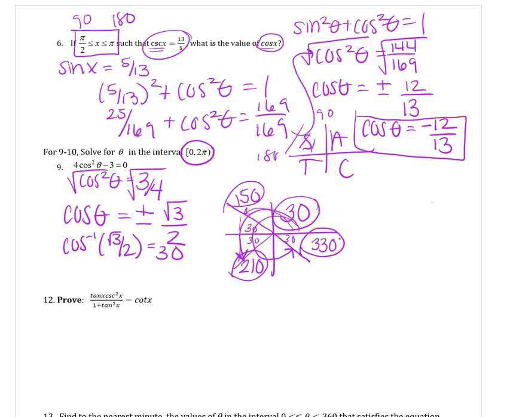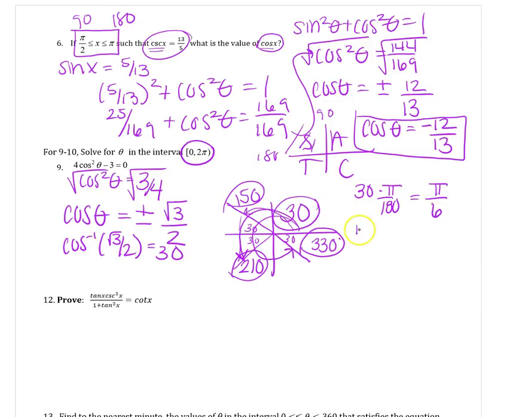And I said final answers by accident. Okay, those are my degree answers. I need my radian answers. Therefore, I have to multiply everything by pi over 180 and reduce. Okay, so here we go. 30 times pi over 180 would give me 1 over 6 pi, or pi over 6.